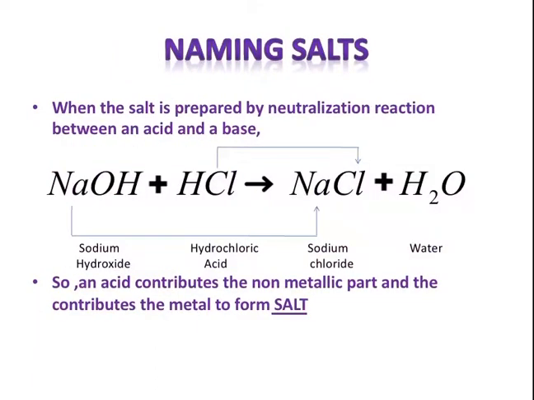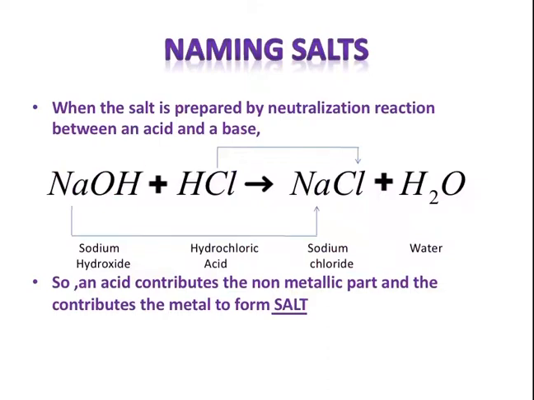Now, moving further, naming salts. So, how can we name the salts? When we did the reactions earlier in the acid part, reactions with metals and reactions with bases, I told you at that time that hydrochloric acid gives chlorides, sulfuric acid becomes sulfate, nitric acid becomes nitrate, and carbonic acid becomes carbonate. So how can we name a salt?